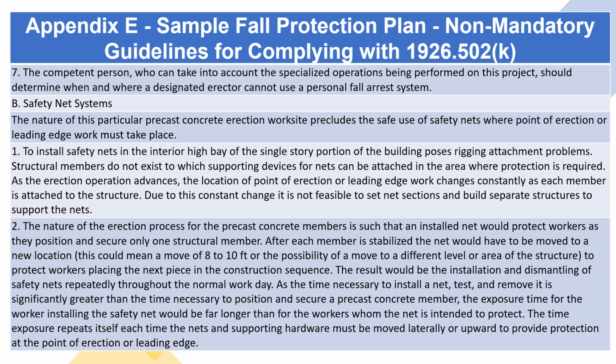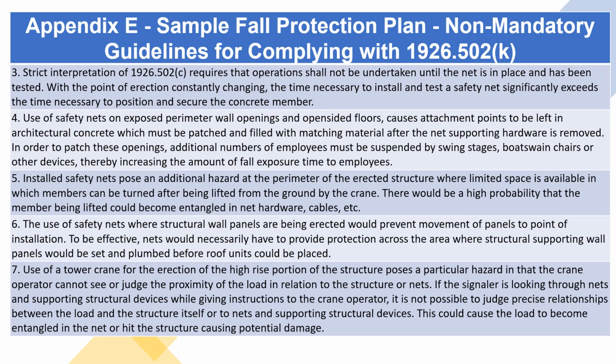The nets and supporting hardware must be moved laterally or upward to provide protection at the point of erection or leading edge. 3. Strict interpretation of 1926.502(c) requires that operation shall not be undertaken until the net is in place and has been tested. With the point of erection constantly changing, the time necessary to install and test a safety net significantly exceeds the time necessary to position and secure the concrete member.